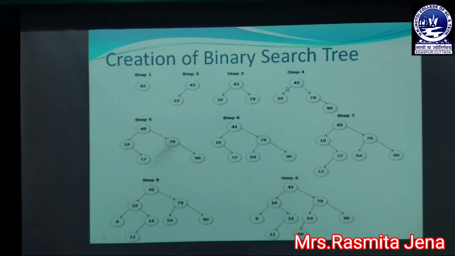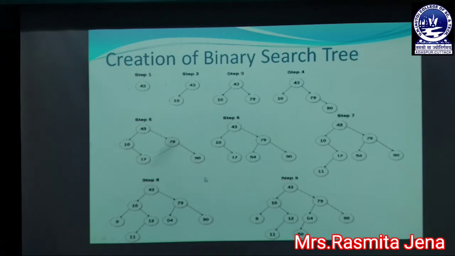First compare 90 with the root. As it is greater than the root, we will insert it within the right subtree. Again in the right subtree we have another node, that is 79. Again we will compare 90 with 79. So 90 is greater than 79. That's why 90 is inserted at the right subtree of this 79 node.